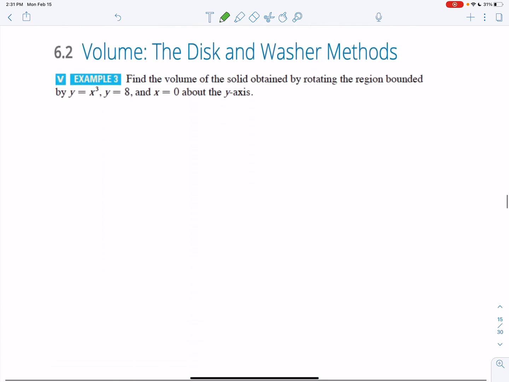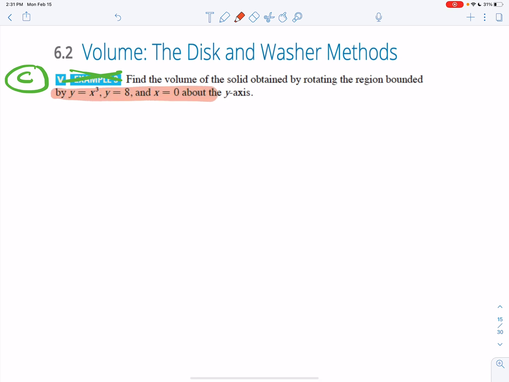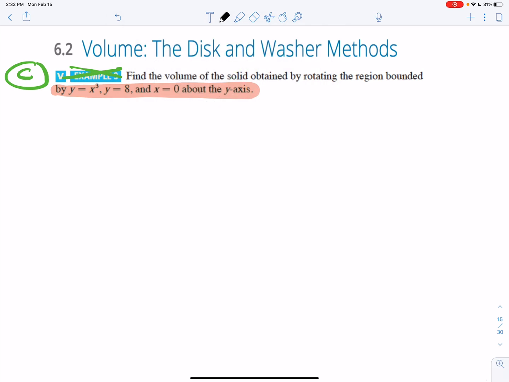Okay, here's another one. Part C. Go ahead and write down those three equations about the y-axis. Go ahead and write that down. Okay, first step is the graph. You should be able to sketch this by hand. If you don't remember how cubics look, it's okay. That's why we're refreshing.